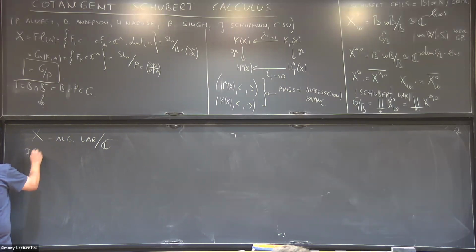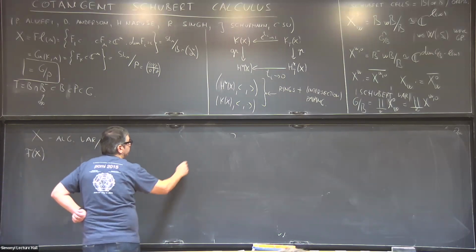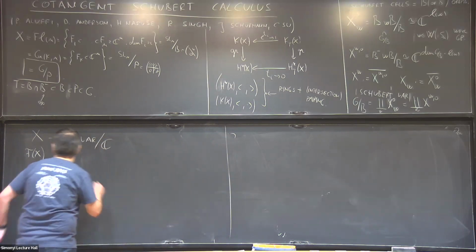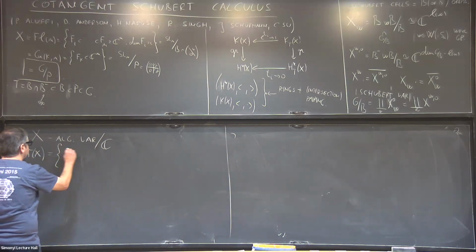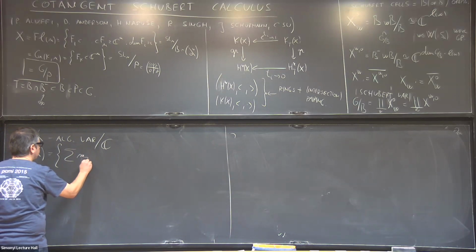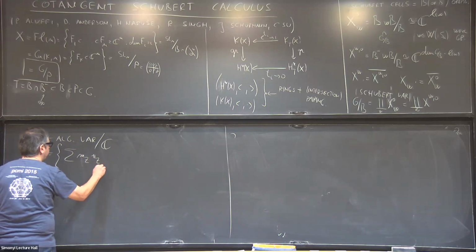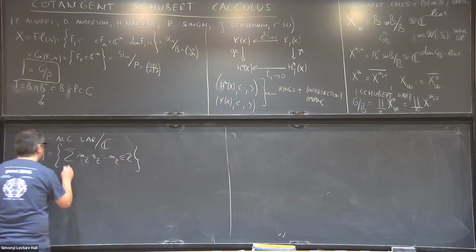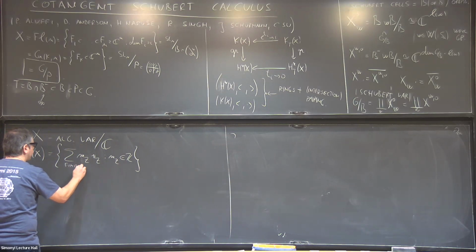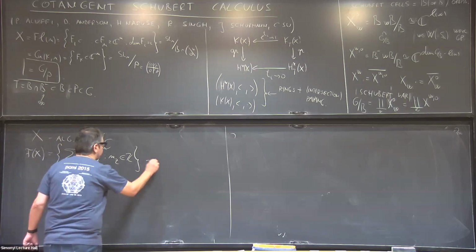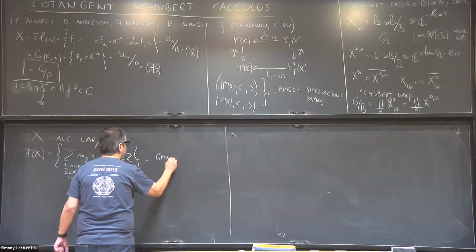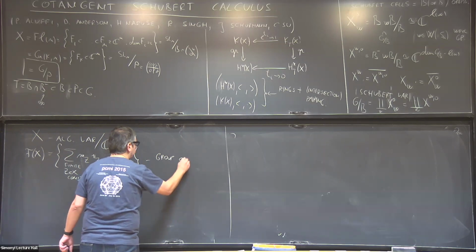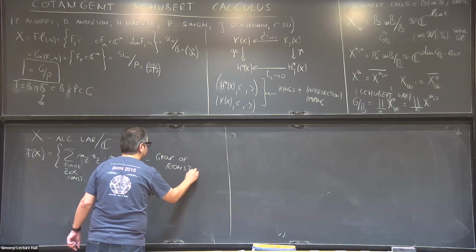And then I'm going to define something called F(X), which is the group of constructible functions. The elements of this group are just integer combinations of indicator functions of Z, where this is a finite sum, and Z inside X is constructible. Okay, so this is called the group of constructible functions. You can obviously add such constructible functions.